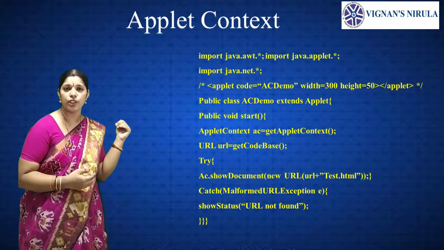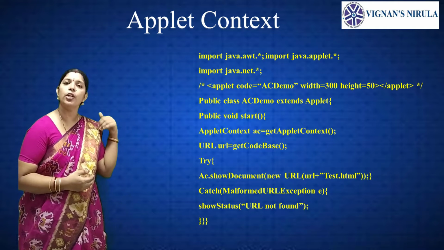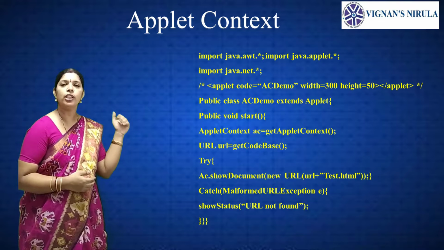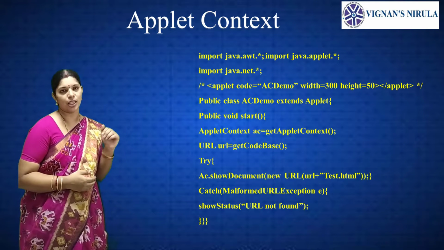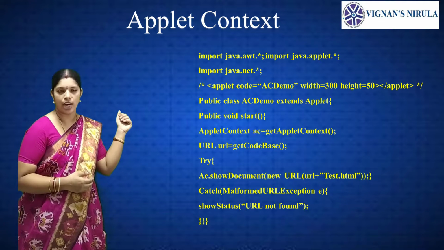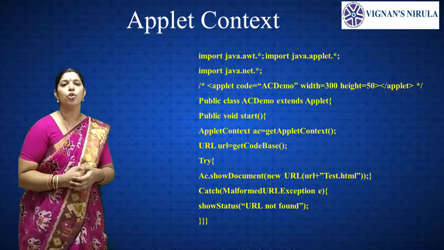This is the class we are creating, and this class name will be given to the applet code equals the particular class name. After that we are giving the starting method. So what is the starting method here? The public void start method. In the start method we are using getAppletContext and showDocument.